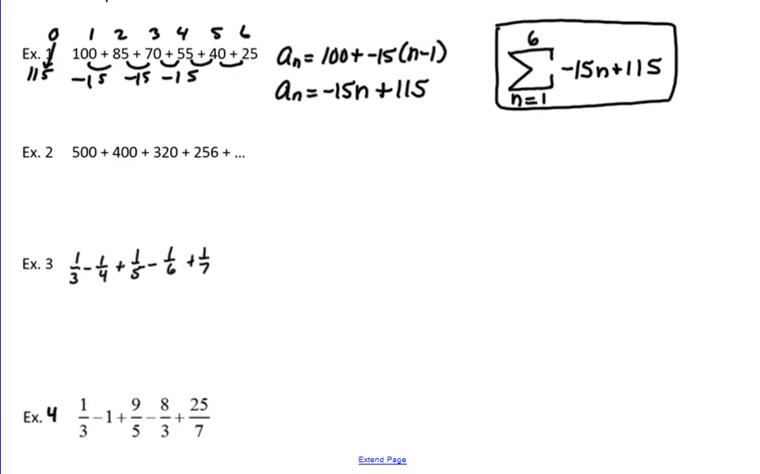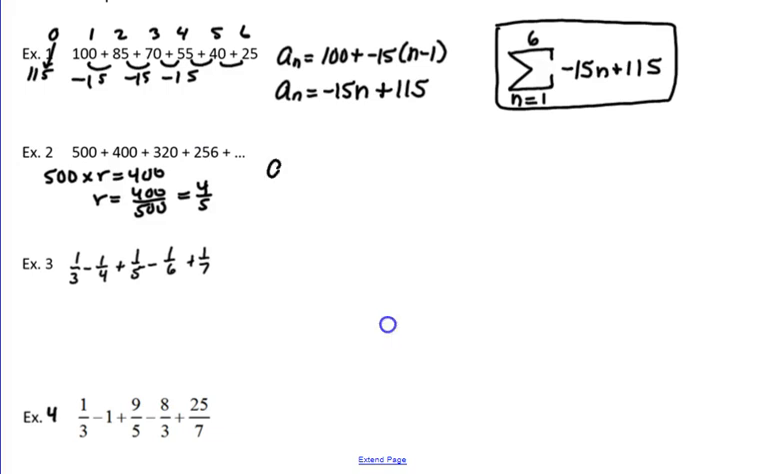The next one is a geometric sequence. I'm just going to tell you that. You know how to figure that out. Remember, you can say 500 times r equals 400. r equals 400 divided by 500, which is 4/5 or 0.8. And then you can double check to make sure that 400 times 4/5 gives you 320, and 320 times 4/5 gives you 256. It does.